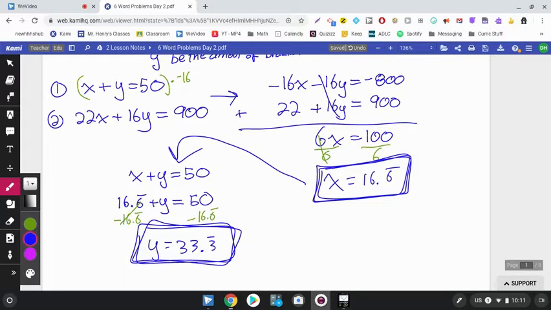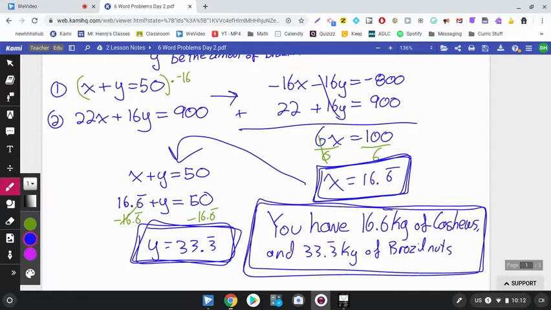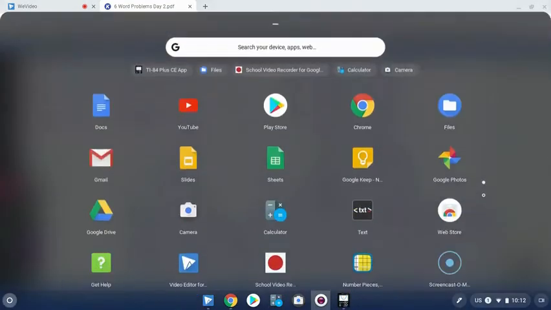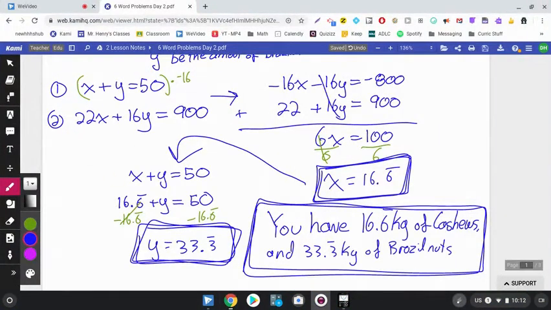Okay, so let's write a sentence for that. You have 16.6 repeating kilograms of cashews and 33.3 repeating kilograms of Brazil nuts. There you go, my little sentence. So solving, no different than any of the other solves we've done. The only difference is maybe it's a little harder to get those equations.